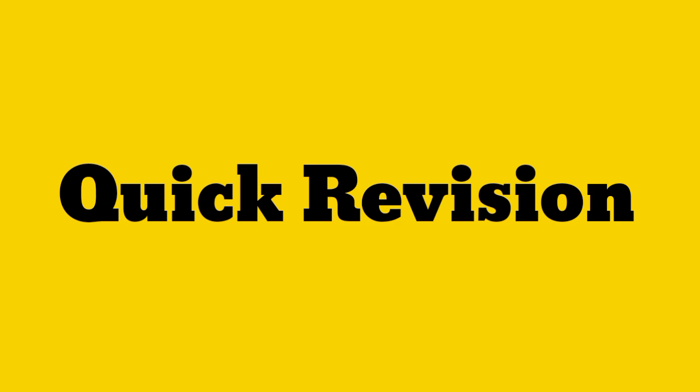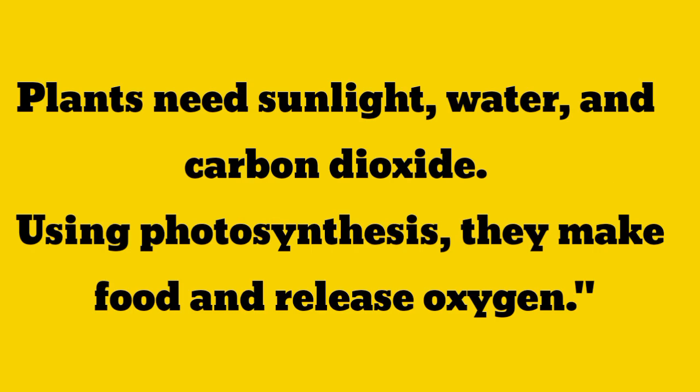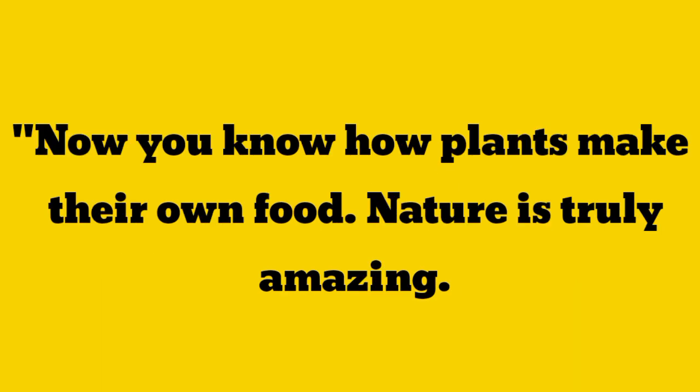Let's have a quick revision of the whole process. Photosynthesis is the process by which plants use sunlight, water, and carbon dioxide to make their food and release oxygen for all other living things. So, the process by which plants make their food by using carbon dioxide, water, sunlight, and chlorophyll is called photosynthesis.